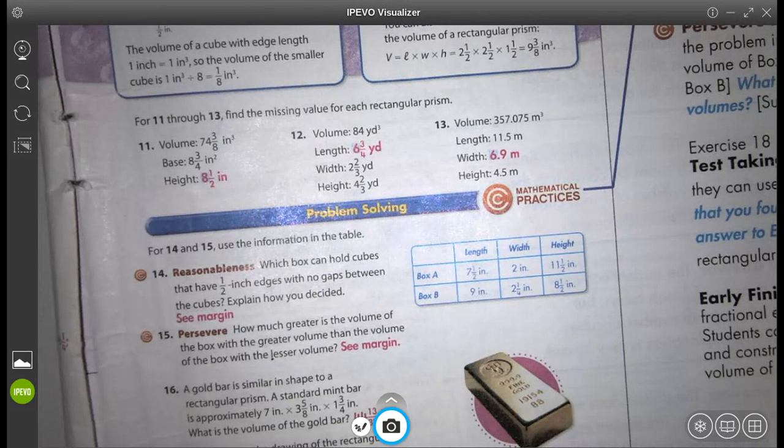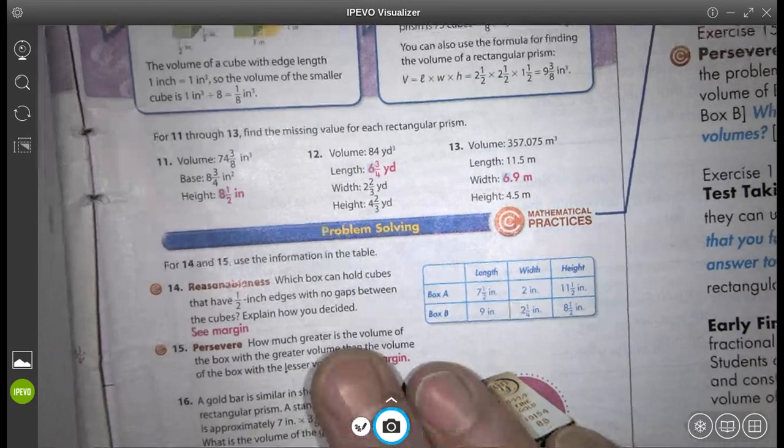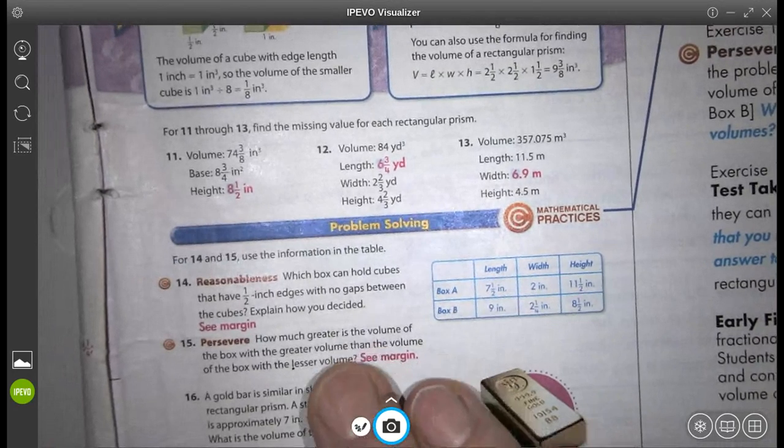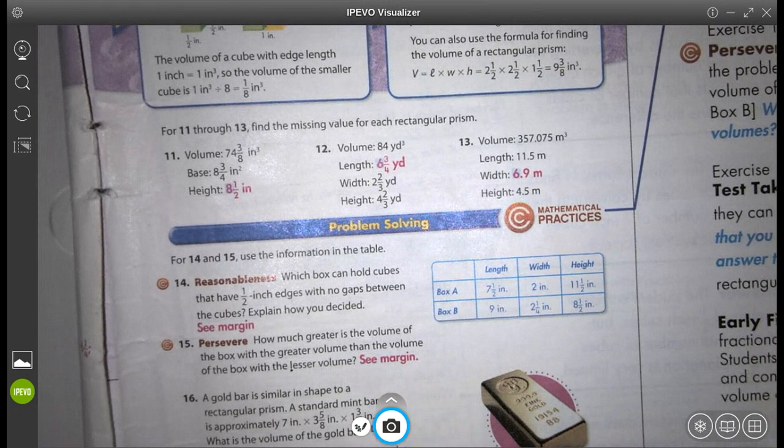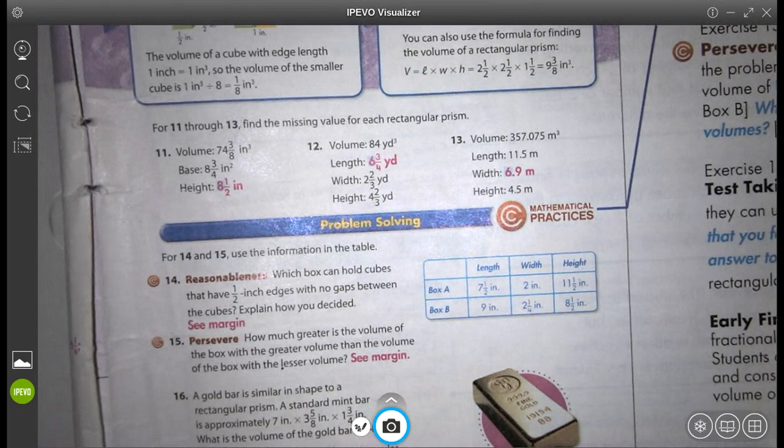If you look at number 12, you have to first multiply 2 and 2/3 by 4 and 2/3, and then divide 84 by that product. Number 13, same thing: multiply 11.5 times 4.5, and then divide 357 and 75 hundredths by that product. Okay?